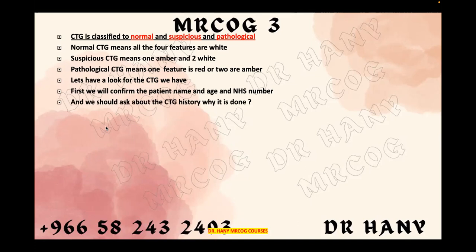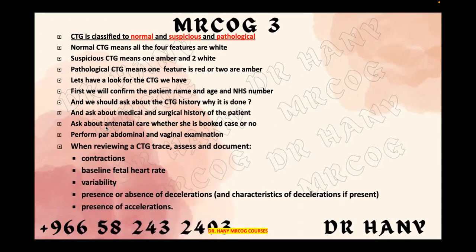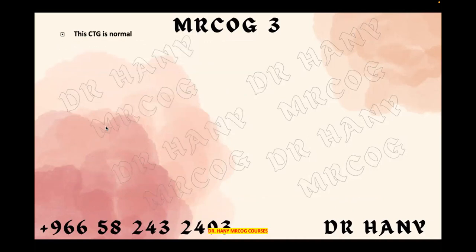And we should ask about the CTG history, why it is done, if there is any medical or surgical problem, if there is any antenatal problem. I should do an examination for the mother to see how she fared in the delivery, abdominal examination and vaginal examination, to see if there is any problem. To comment on this CTG, you should see the contraction, the baseline rate, the variability, the presence or absence of deceleration, and the presence of acceleration is a good sign.